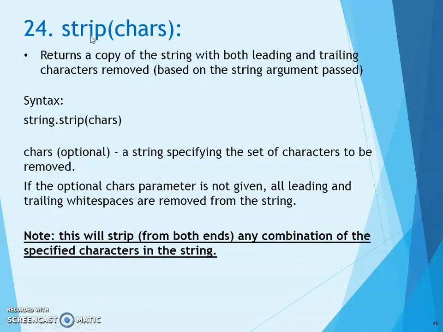Next method is strip. This method returns a copy of the string with both leading and trailing characters removed based on the parameter or argument we are passing in chars. This chars string specifies a set of characters to be removed, which characters we want to remove from the left-hand side and right-hand side, that is the leading and trailing side. This strip method can remove any combination of specified characters from both ends.